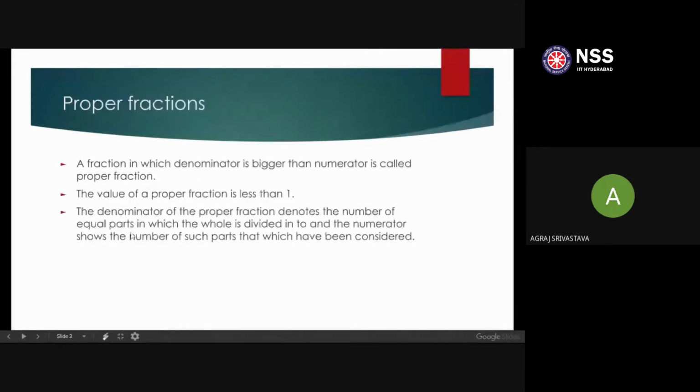So there's two types of fractions on the basis of relative size of numerator and denominator: proper fractions and improper fractions. A fraction in which the denominator is numerically larger than the numerator is called a proper fraction. And intuitively, you can tell that a proper fraction would have value less than 1. The denominator of a proper fraction, as I've said before, denotes the number of equal parts into which a whole is divided, and the numerator shows the number of such parts that have been considered.